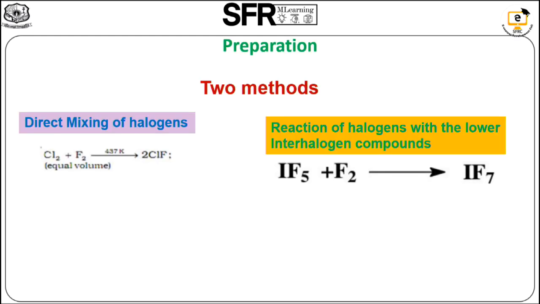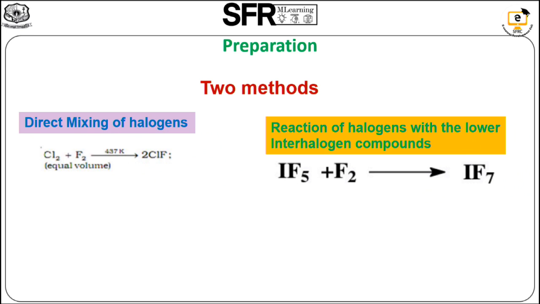Next is the preparation method. Mainly, two methods are recommended to prepare interhalogen compounds. The first method is direct mixing. The second method is reaction of halogens with other interhalogen compounds.